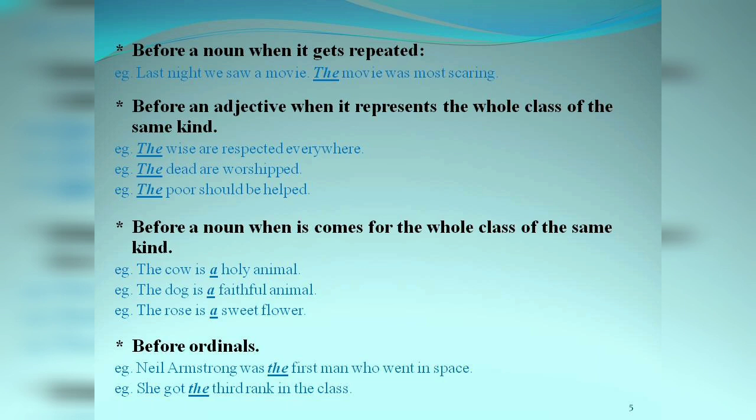Like Neil Armstrong was the first man who went in space. So first is an ordinal, and here it has been followed by a noun, man. Therefore, we must use the before it. Similarly, she got the third rank in the class.